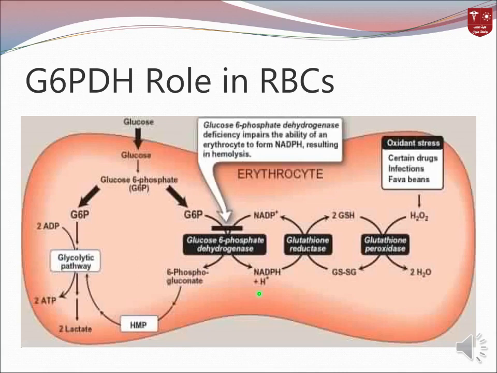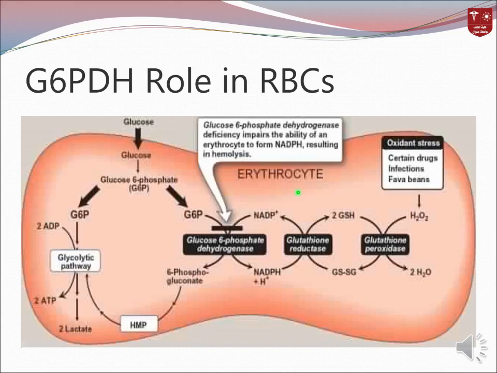Okay, so we can see here what is the role of G6PD in RBCs in order to understand why G6PD deficiency presents with hemolysis. The main feature of glucose-6-phosphate dehydrogenase deficiency is hemolytic anemia, hemolysis of RBCs. The main feature of the disease is hemolysis of RBCs. What is hemolysis? It's breakdown of the red blood cells leading to anemia.